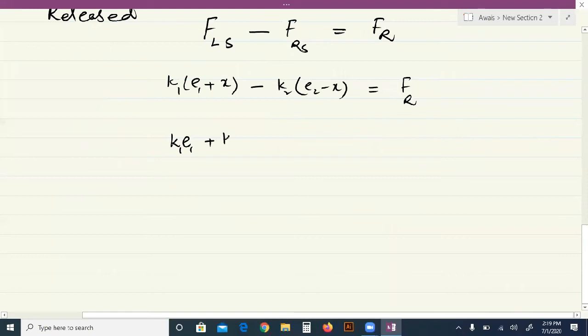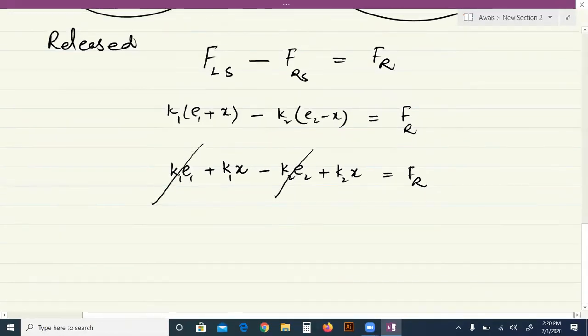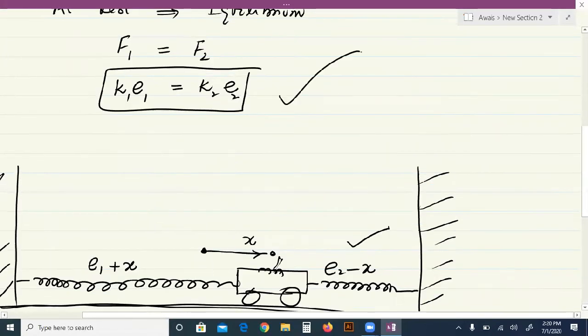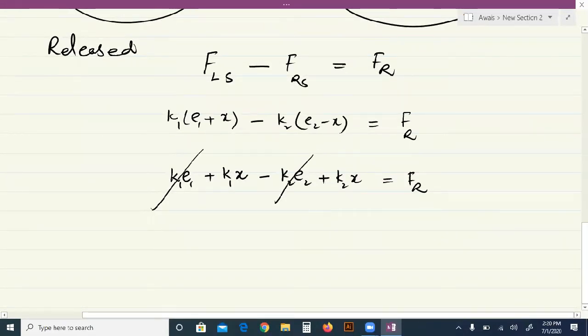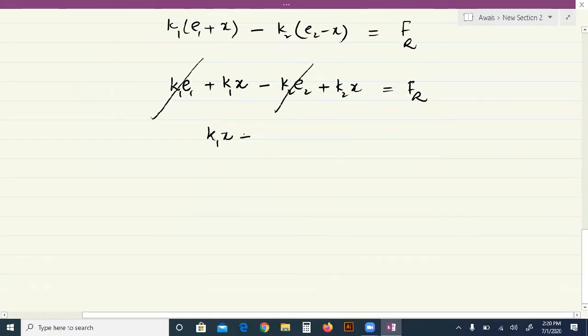Now, K1 E1 plus K1X minus K2 E2, and minus minus plus, it is plus K2X, is equal to FR. Okay, now this cancels with this because both are equal with the negative sign. We have shown here K1 E1 equals K2 E2, so they cancel. Then what is left here? K1X plus K2X is equal to the resultant force. When you take X common, it is X (K1 plus K2), the resultant force. So this is the resultant force.